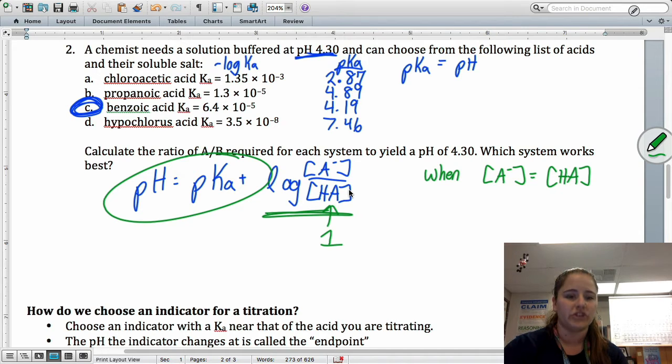Now, you could do what we just did in the previous problem to solve for the exact ratios you would need here to get a pH of 4.3, but that's something very important that you need to know. When the concentration of the base equals the concentration of its conjugate acid, that's a 1 here, the log of it is 0, so the pH equals the pKa. And that's how we can decide on the best one just by looking at their pKa values. Okay, cool.